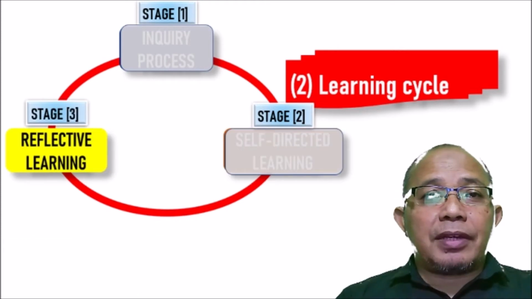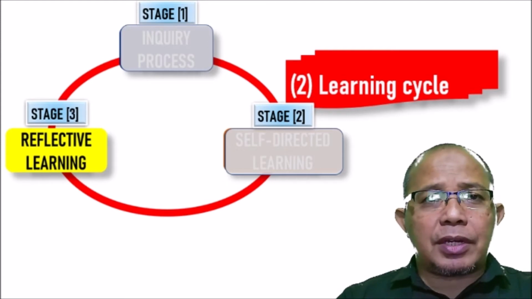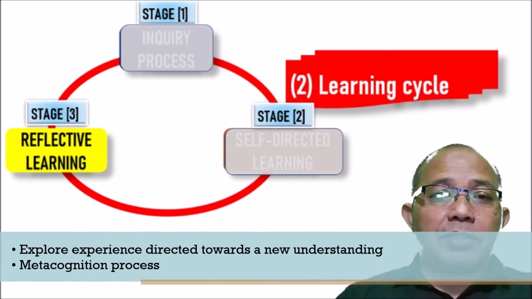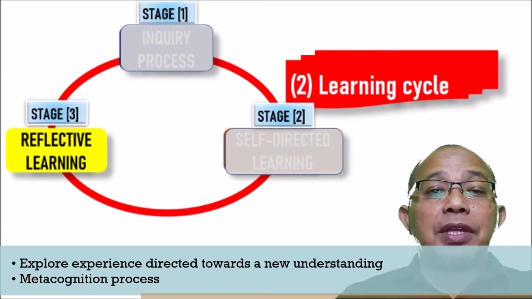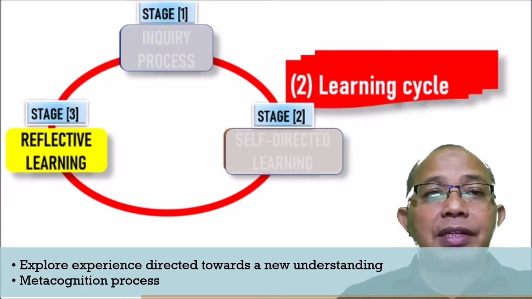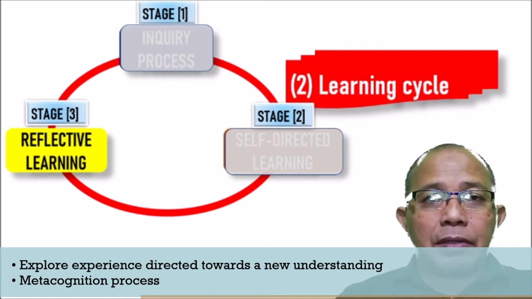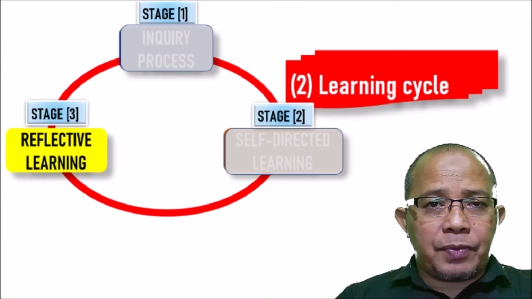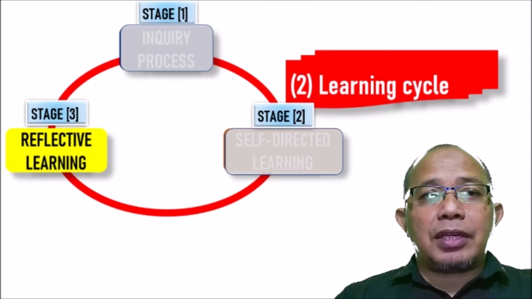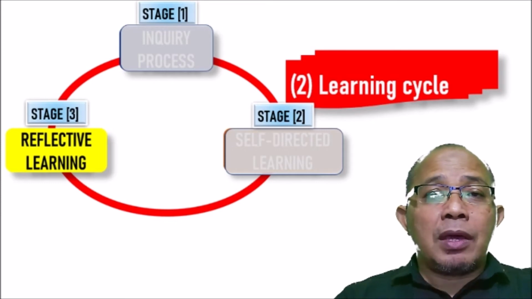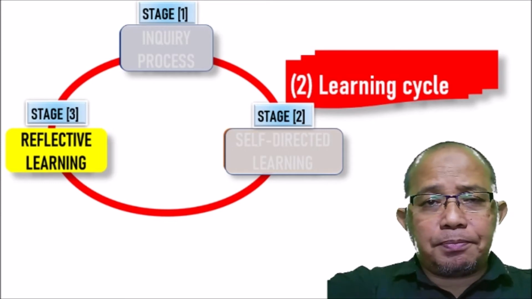The third stage is reflective learning, which refers to the learner's engagement in intellectual activities to explore their experience directed towards new understanding and appreciations. It involves the metacognition process, the thinking about thinking, the knowledge that the students have of their own cognitive processes. It is the ability to control their thinking processes through various strategies such as organizing, monitoring, and adapting.